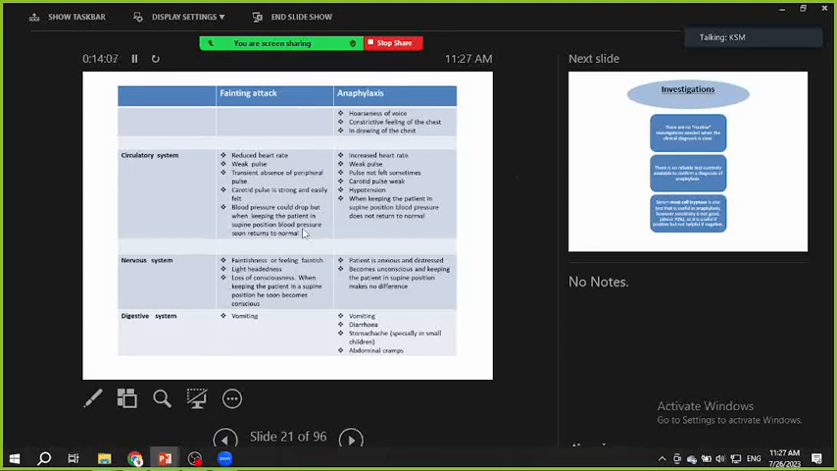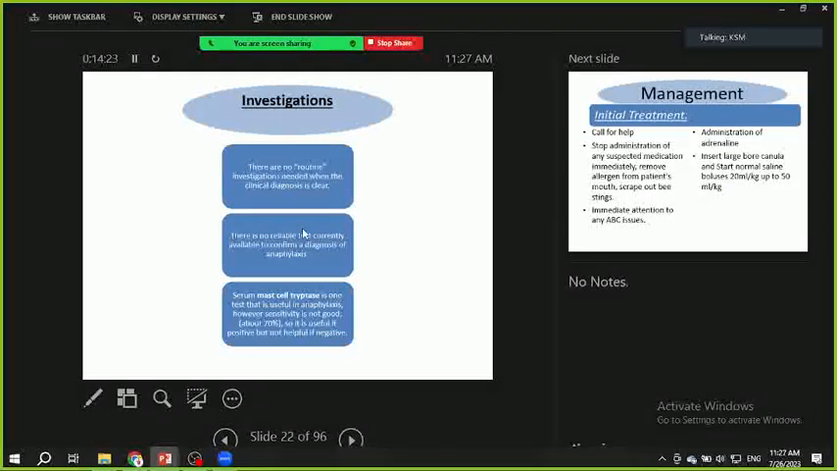In fainting attacks, if you keep the patient lying down, they might improve without giving anything. In the digestive system, in a fainting attack they probably get just mild vomiting, but in anaphylaxis they get diarrhea, vomiting and abdominal pain. What about the investigations?